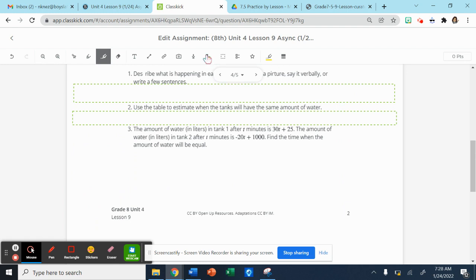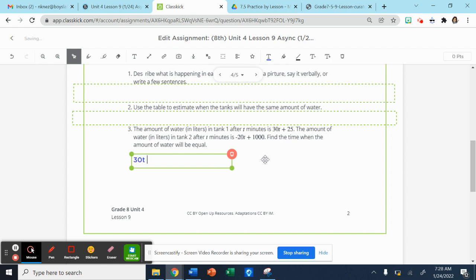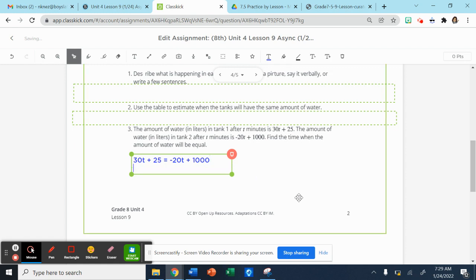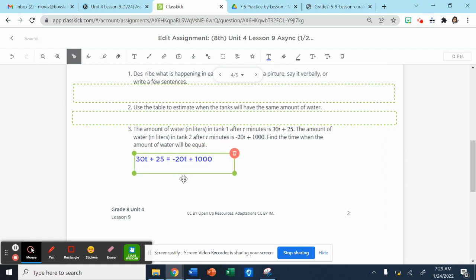But in question 3, it says the amount of water in tank 1 after t minutes is 30t plus 25. And the amount of water in tank 2 after t minutes is negative 20t plus 1000. Notice that I just set these equations equal to each other, because what I'm saying is at some point, however much water is in tank 1 will be equal to the amount of water that's in tank 2.